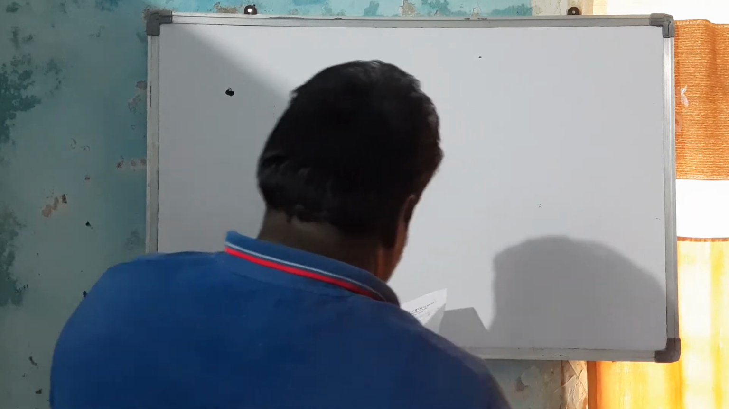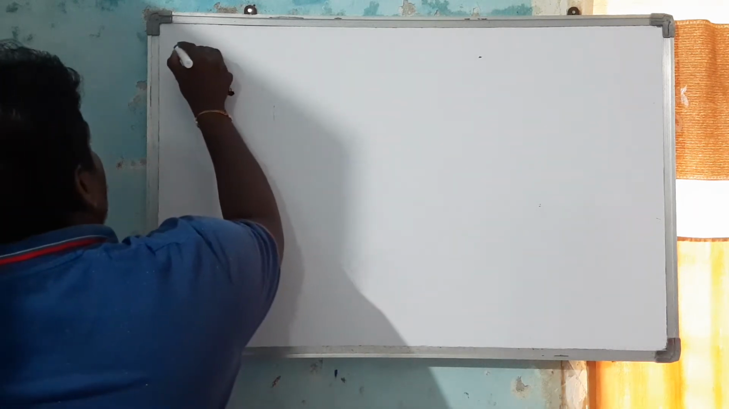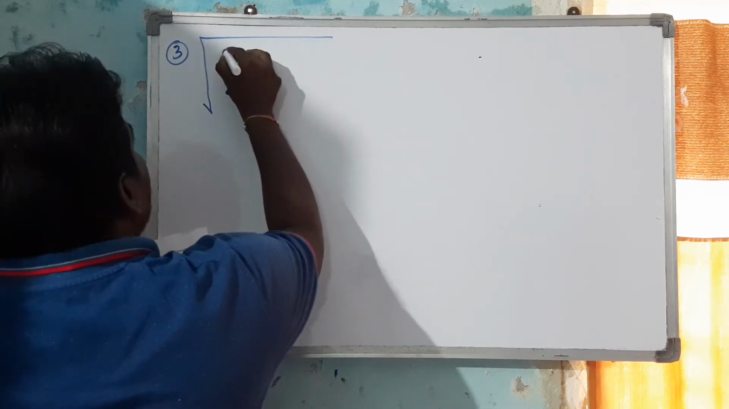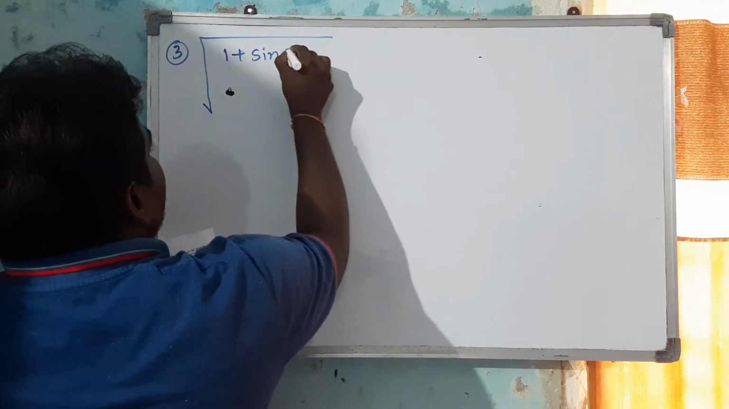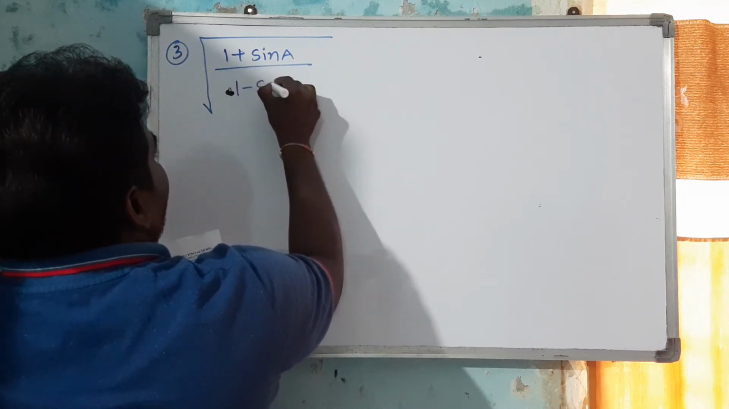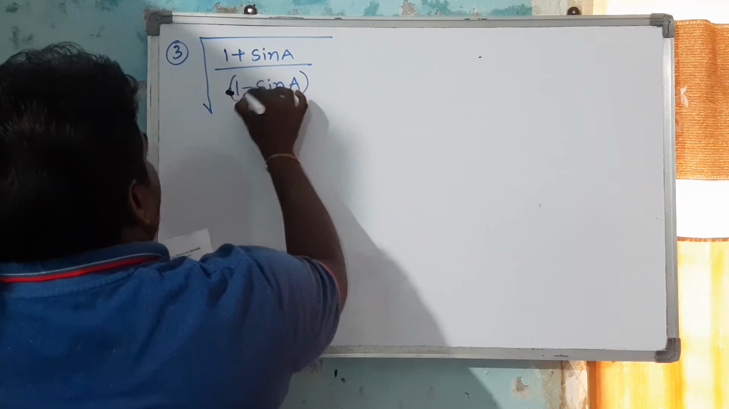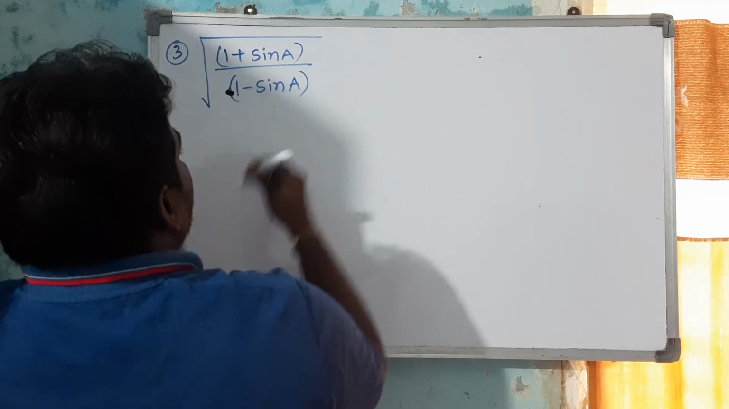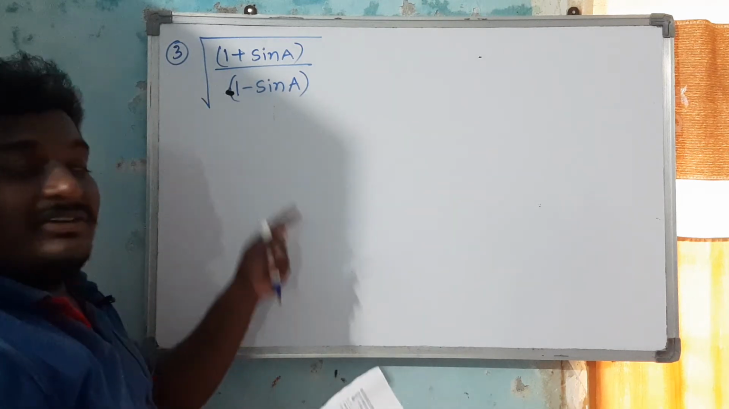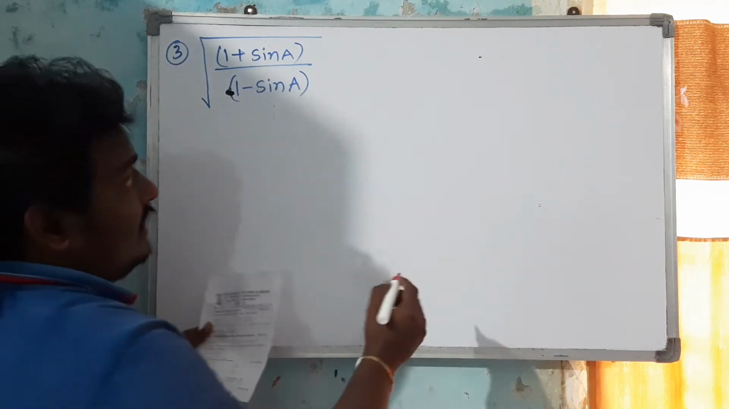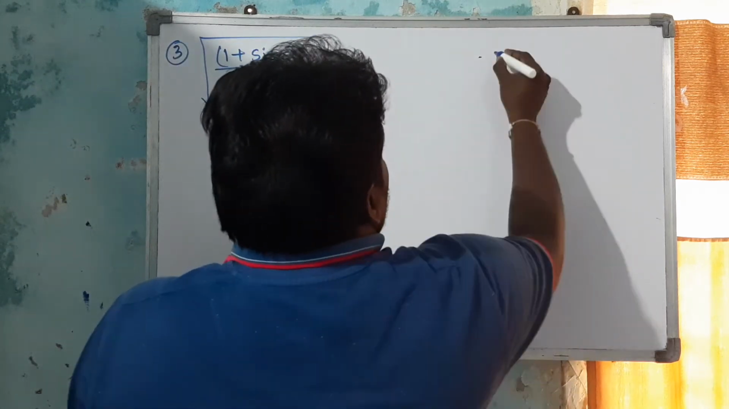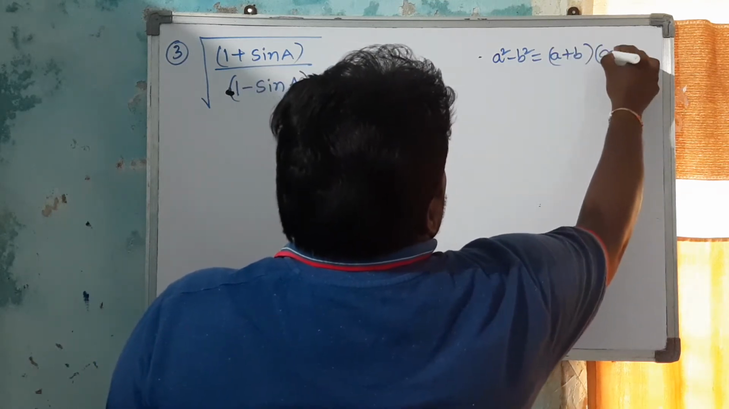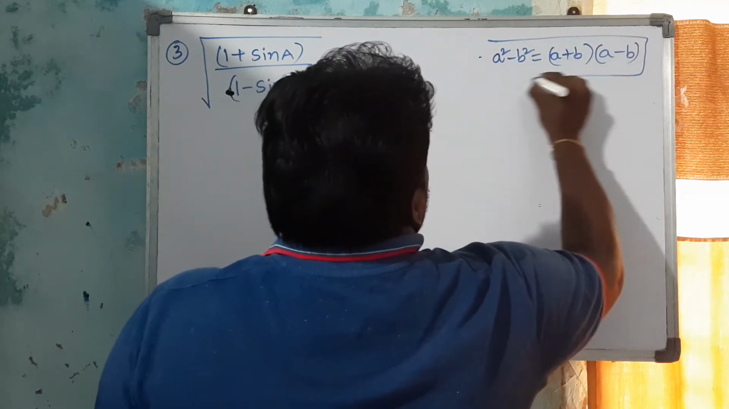Next question is this. Simplify the square root of (1 plus sin A) by (1 minus sin A). If you want to simplify, you have to do rationalization here. Already I told you this formula, a square minus b square is a plus b into a minus b. We are using this formula for rationalization. This is a very important formula.